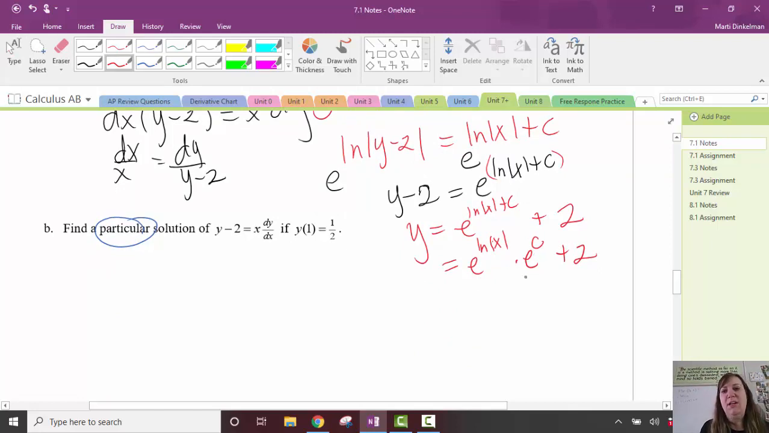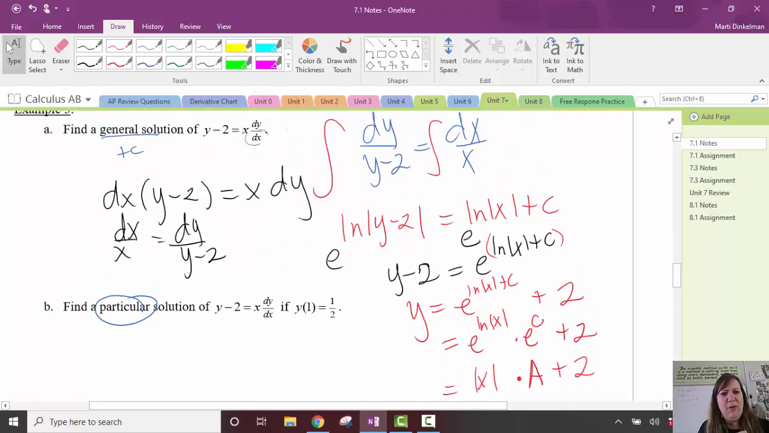So e to the c, by the way, is also just a constant. E to some number is going to give us a number. In our textbook, a lot of times what they do is call that like an a. They don't want to use c because we've already used c. And then e and ln are inverse functions, so they cancel each other out, and we'd just be left with the absolute value of x there.